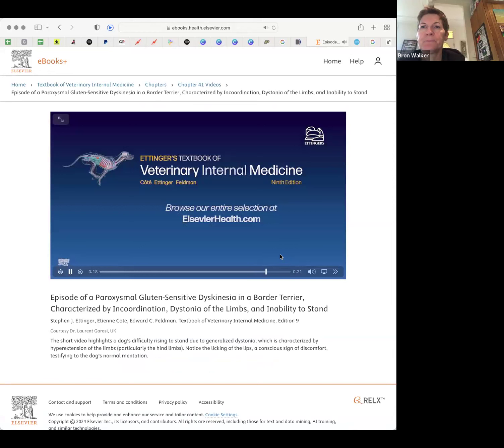Wow. So that completely resolves with removing gluten from their diet. And it's specific to border terriers. Never seen it in Australia, or never heard of it reported in Australia. It might be, but maybe they go straight to the neurologist and bypass general medicine.